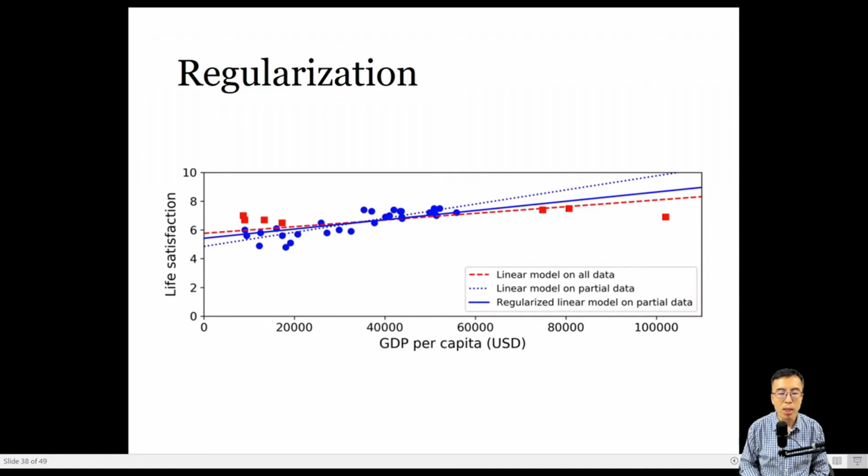the dotted blue line greatly overestimates the relationship between GDP per capita and life satisfaction. The slope is a lot steeper.